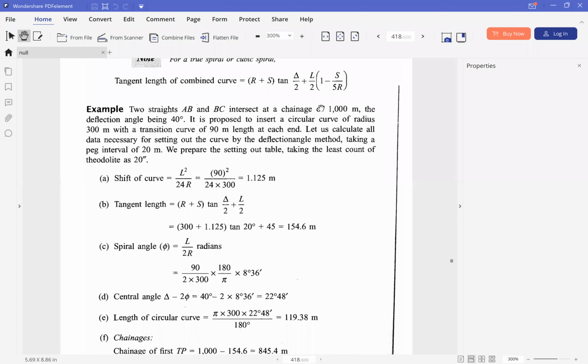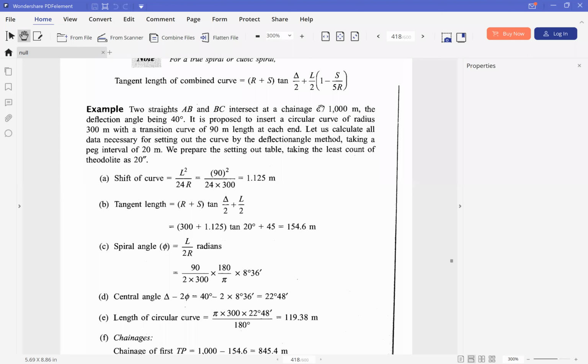So just putting the values over here, the combined tangent length comes out to be 154.6 meters. Then we have the spiral angle, and that is L over 2R. In order to convert it into degrees, multiply by 180 by pi. So the value comes out to be 8 degrees and 36 minutes.